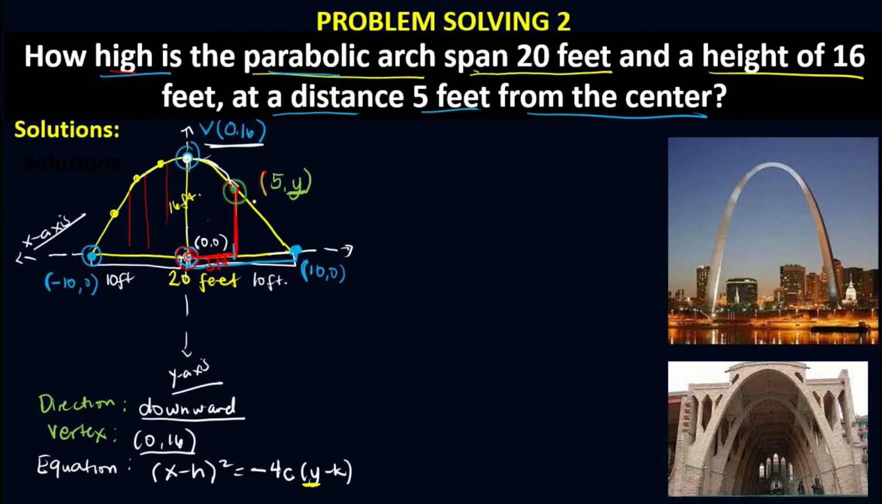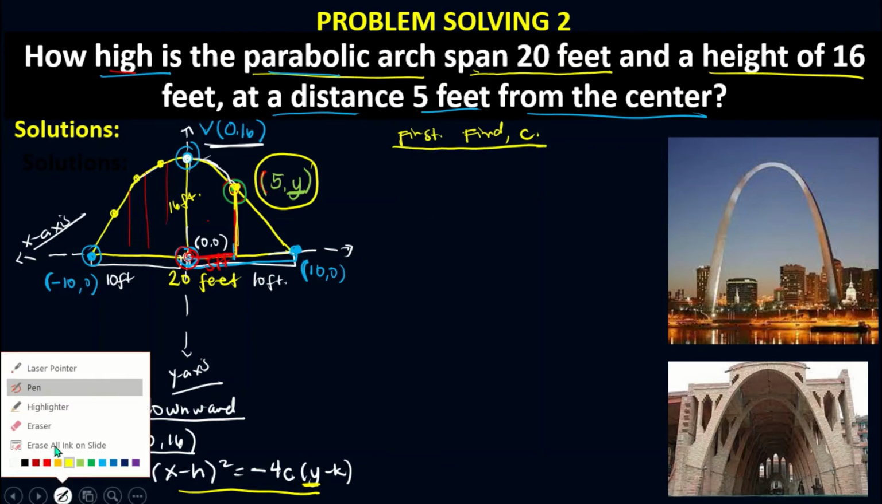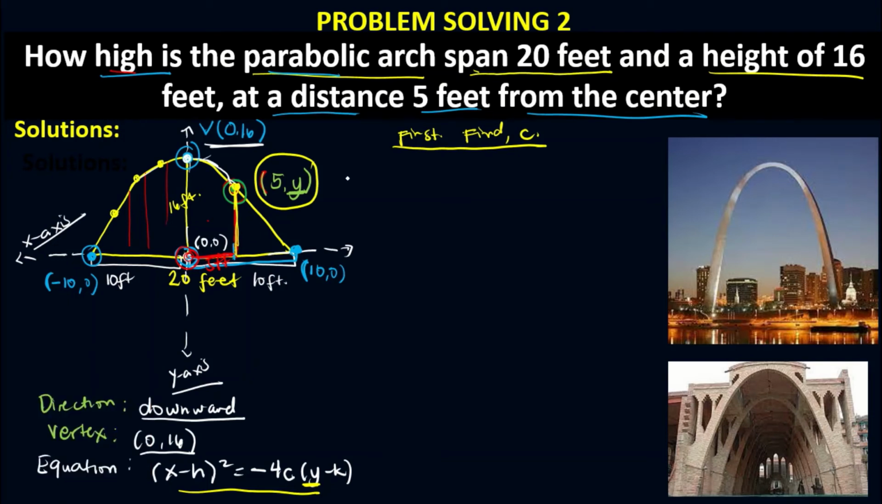Mamili ka lang dyan ng isang point. Okay, laging mag-i-equal yung sides ng ating equation. First, find the C. Find C or the focal distance. And to get the focal distance, we are going to use one point doon sa ating parabola na given dito, and yun ang gagamitin natin para makuha yung C. And then also, gagamitin din natin yung vertex.